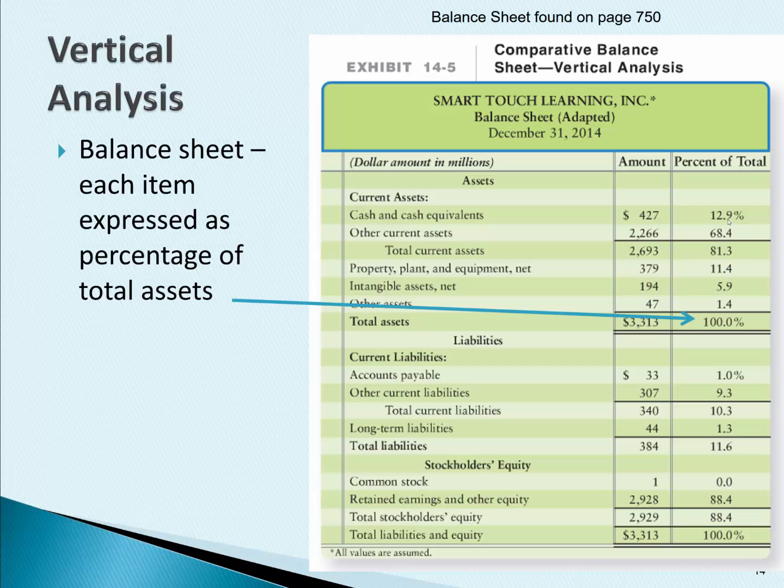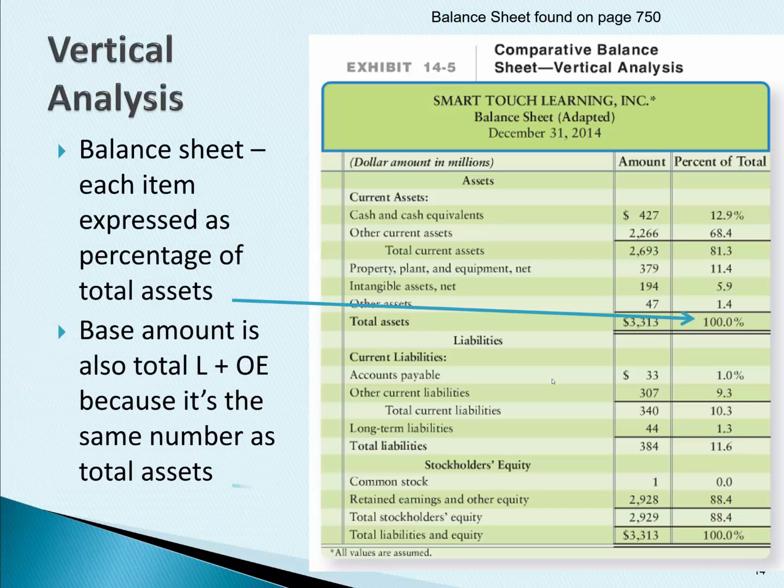What this means is that 12.9% of assets are cash and cash equivalents. Now, if you understand the accounting equation, which is total assets equals total liabilities plus owner's equity, the base amount is also total liabilities and equity because it is the same as total assets.